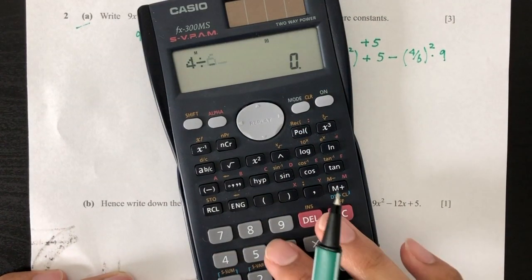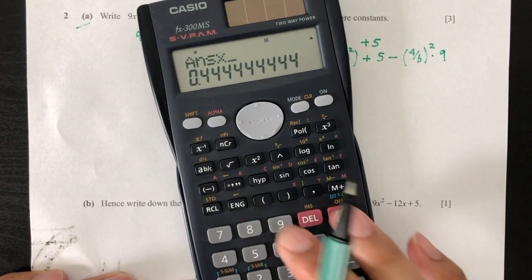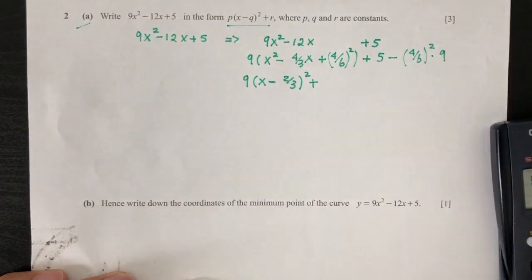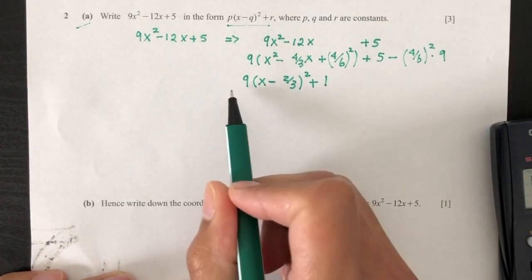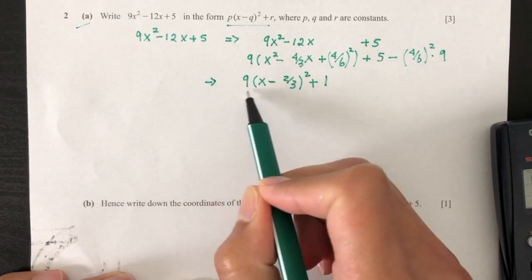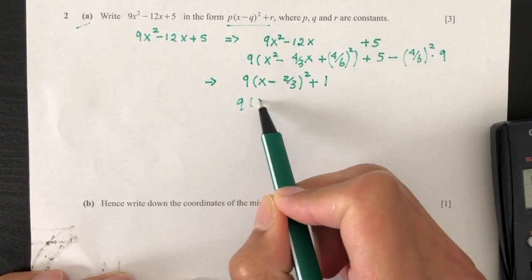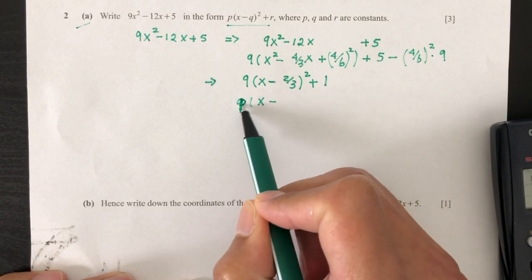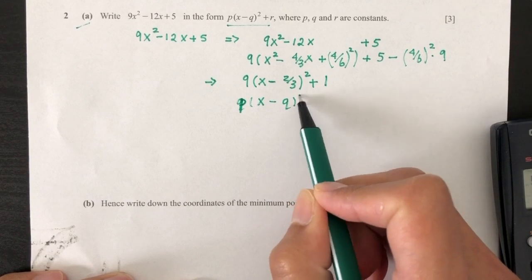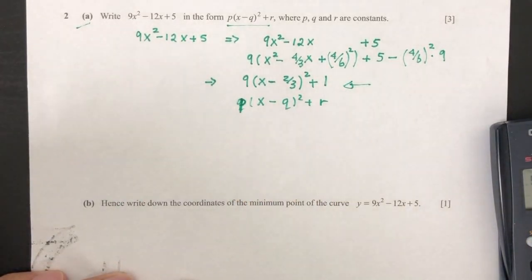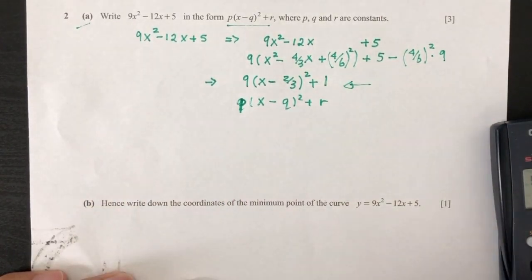So what is 4 divided by 6 squared times 9, and 5 minus the answer, that will be 1. So plus 1. So this will be in this form. As you can see, this will be p, this is x minus q squared plus r. This will be in the form that we want the equation to be.